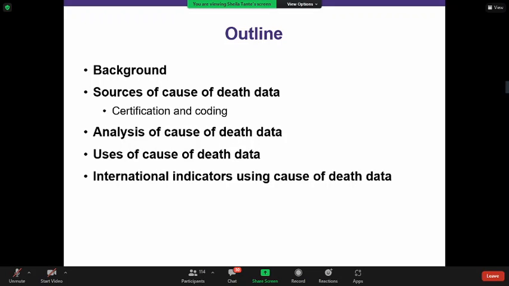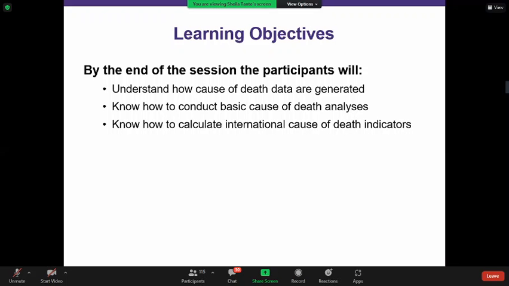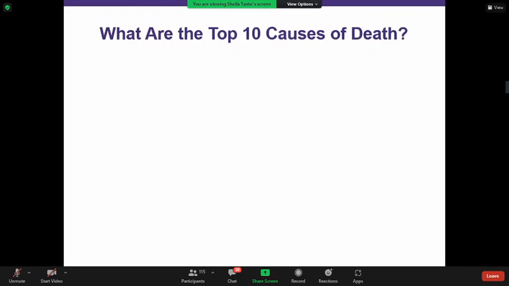We'll discuss them in passing, but this is a very important topic that you must also take note of, because it's a part of our practice that you will encounter, both in the field and in the hospital. Okay, so by the end of the session, you should be able to understand how cause of death data are generated, know how to conduct basic cause of death analysis, because death, as you all know, is also vital statistical data, and know how to calculate the international cause of death indicators. Not that much.